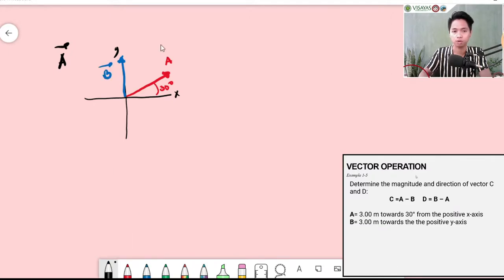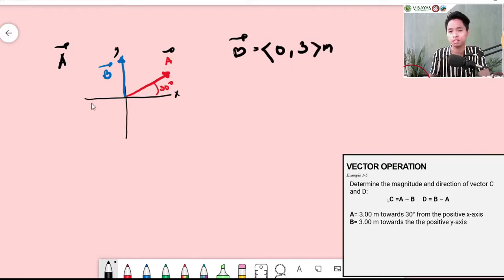Okay, that is vector B. So therefore, automatic na natin value ni B. Your vector B has a component of 0, 3 meters. Ngano 0, 3 man, sir? Again, that is directed towards the positive y-axis. So therefore, 0 ang iyahang x component. Then whatever magnitude, that would be your y component. So that would be 0, 3 meters. That is for the B.